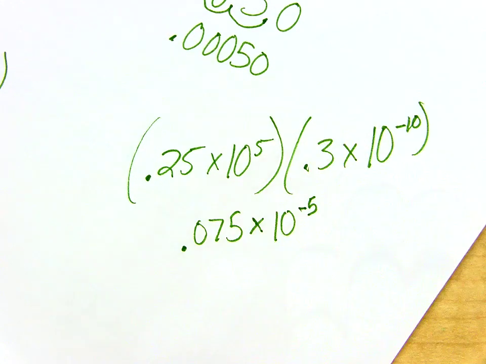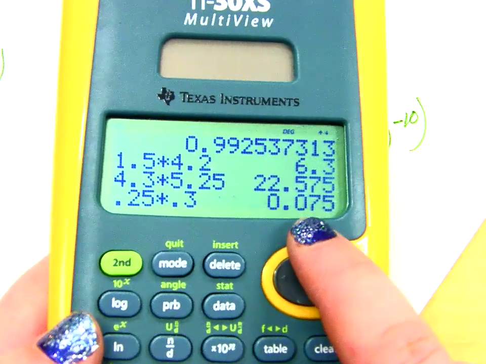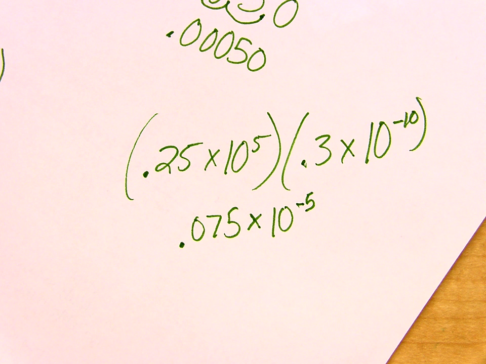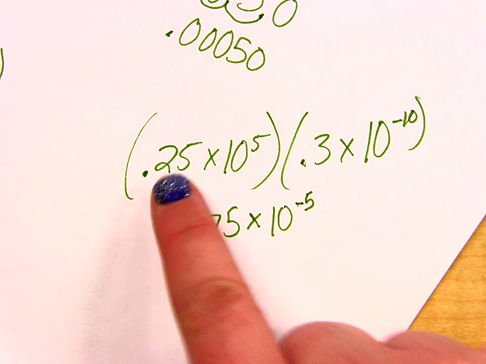Wait, why do we have 0.075? You said something like 0.75? No, it's 0.075. Oh, I might have just misspoke. I'm not getting why. Because 0.25 times 0.3... oh, never mind.